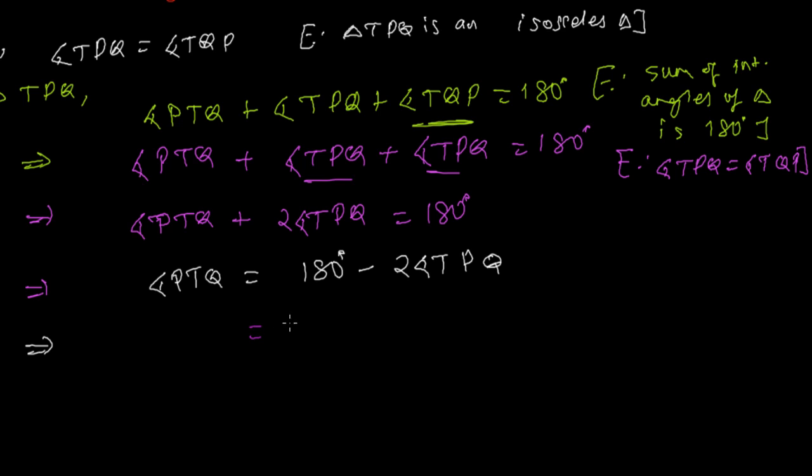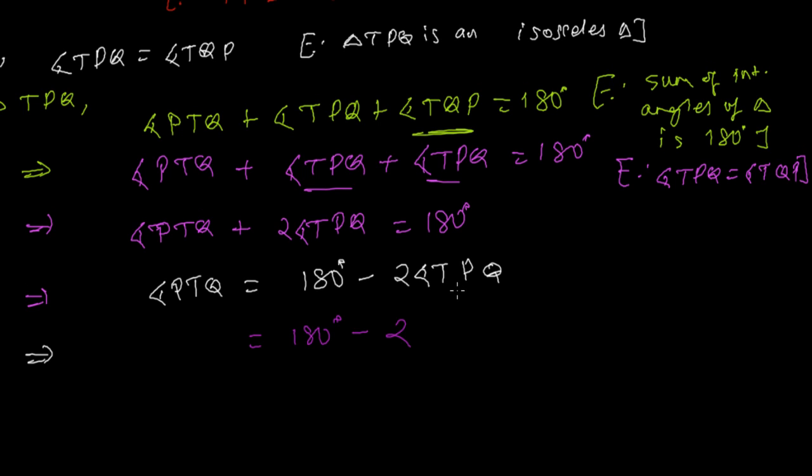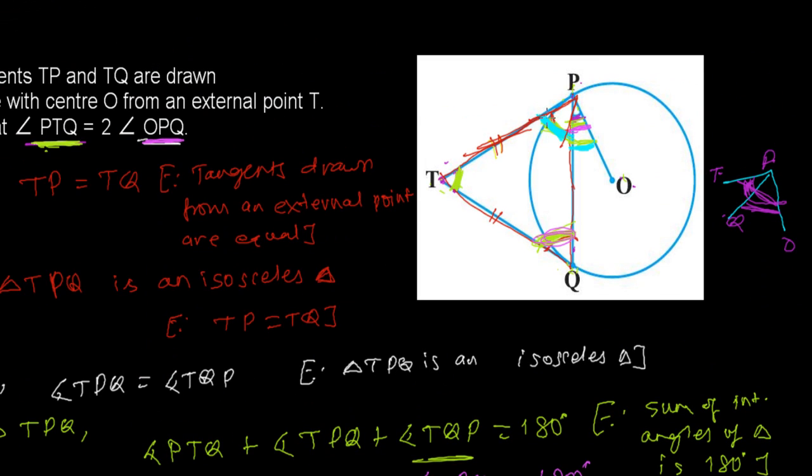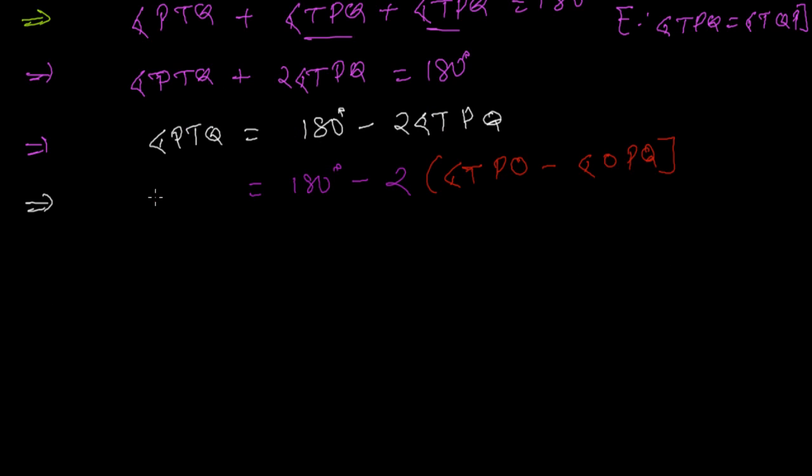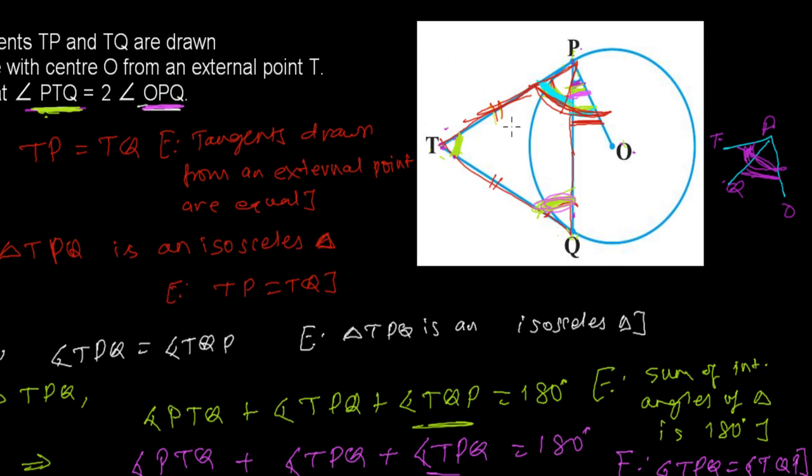It's 180 degree minus twice, now see, I'm going to change this TPQ as a whole, TPO minus OPQ. That's giving me angle TPO minus angle OPQ. And it's PTQ. So let's write PTQ equals 180 degree minus twice of TPO. So what's the value of TPO?